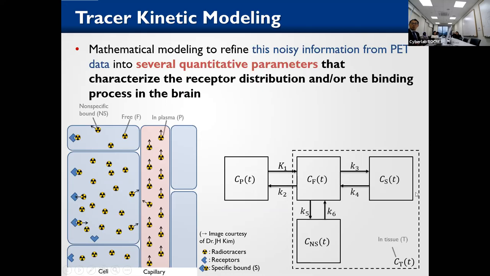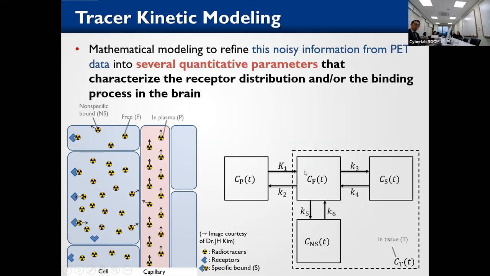We call this S, and some tracers are freely moving or diffused inside the tissue region. So we call this CF. And all other things we may group as non-specific bound tracers. Then we may imagine exchange between blood and the free concentration of radiotracers, and then between free and specific binding, and free and non-specific binding.